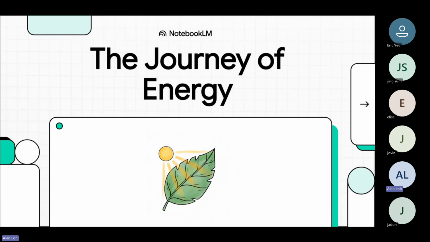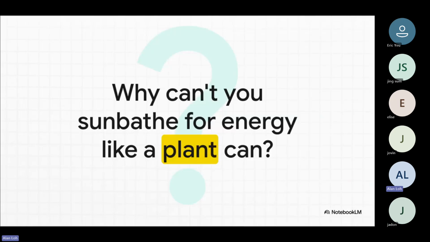Well, the answer starts millions of miles away with the sun. Today, we're going to trace that incredible journey of energy, how it's captured by plants, and eventually becomes the fuel for life itself. Let's dive in. It's a fantastic question, right? And the answer comes down to one basic difference between us and a plant.